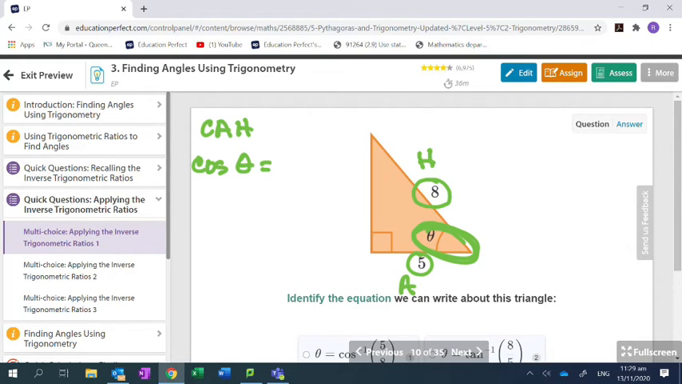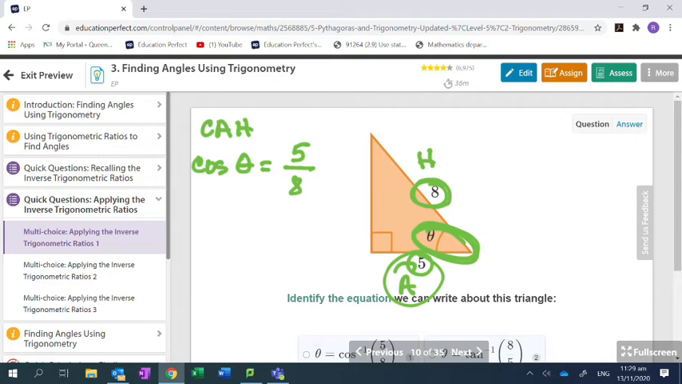Theta equals the A over H. So 5 over what? 8. No, because this is cosine. We're not going to switch them around. That's going to mess with you. All right, so here we go. Now, I've got cosine of theta. I need to get that theta by itself. In other words, I need to get rid of cosine.